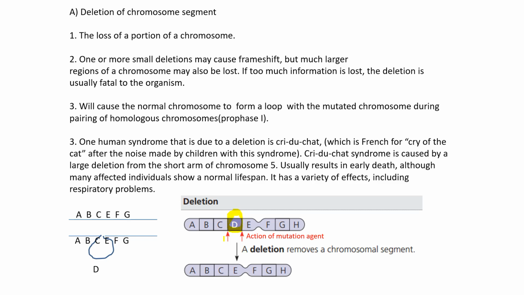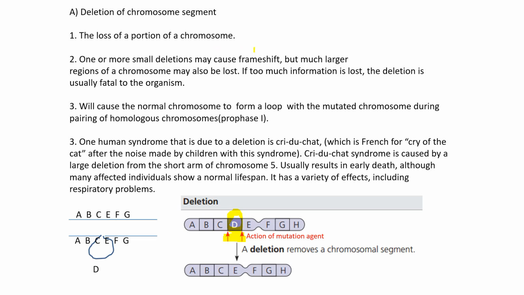Now, these 2 red arrows here represent the action of a mutation agent. One mutation agent is UV, right? Other than that is X-ray. There are many others. So, one or more small deletions may cause frame shift. Do you recall frame shift? But much larger regions of a chromosome may also be lost.